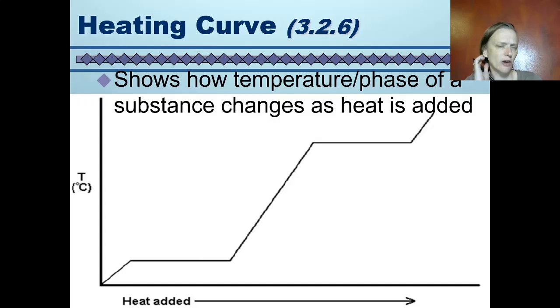Another kind of diagram you can see that has to do with heating or cooling a substance is called a heating curve. And a heating curve shows how temperature affects the phase of a substance. So how the phase of a substance changes as heat is added to the material. So you can see we have heat added on the x-axis and the temperature on the y-axis.